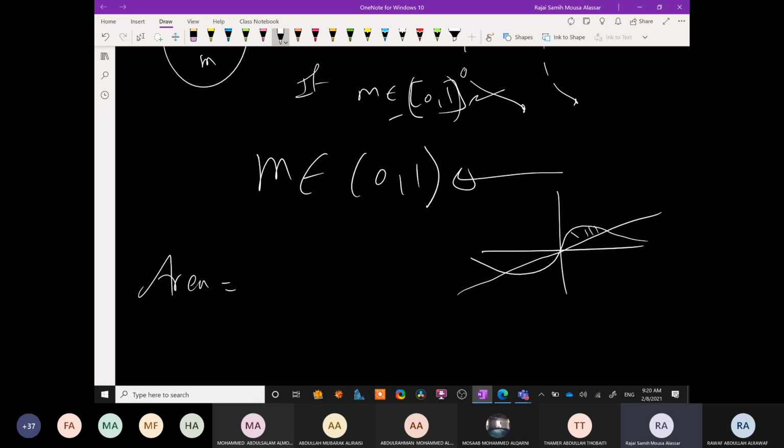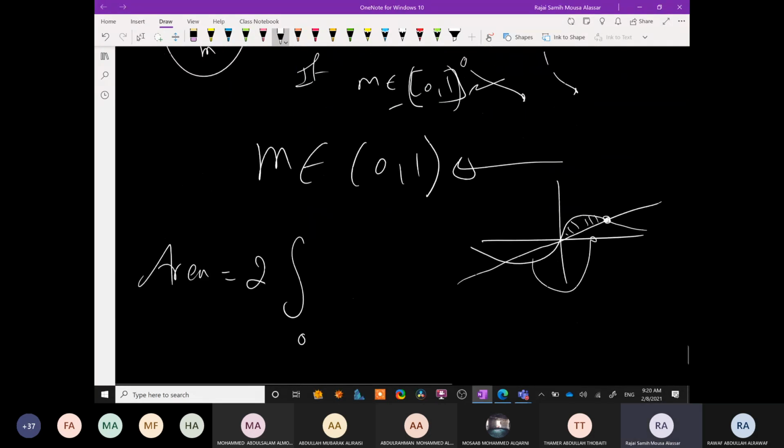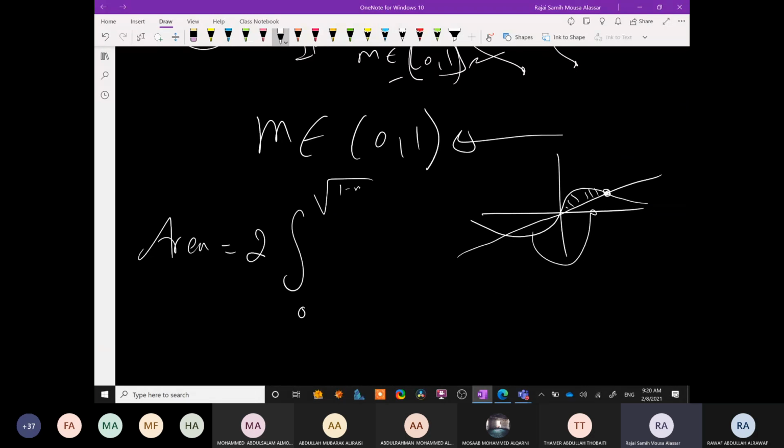Now I'm going to have this area and multiply it by 2, because this area is the same. So it will be 2 times the integral from 0 to this position here. What is that x? x is actually the square root of (1 minus m) over m. The top function is x over 1 plus x squared minus the bottom function, which is mx, and then dx. If you do your calculations, you will see that this is m minus 1 minus ln m.